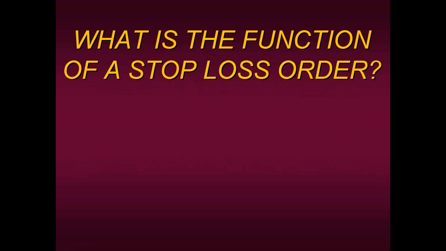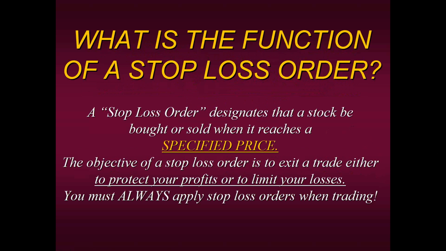So for those of you who are new to trading or really aren't familiar with stop orders, let's just give you the basic definition. What is the function of a stop loss order? Well, a stop loss order designates that a stock, or for that matter, any market, it doesn't have to be a stock, it could be a future, currency pair, Bitcoin, commodity, it really doesn't matter. But a stop loss order designates that whatever you're trading be bought or sold when it reaches a specific or specified price.